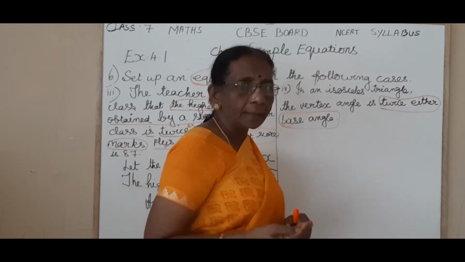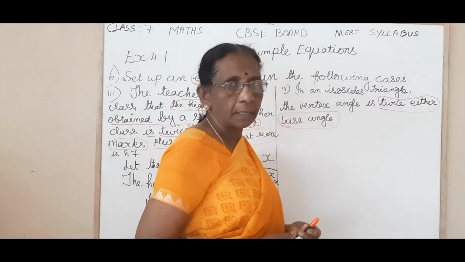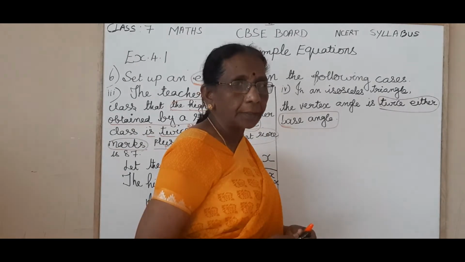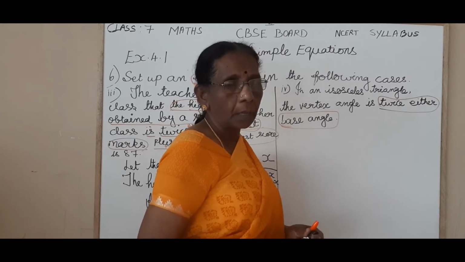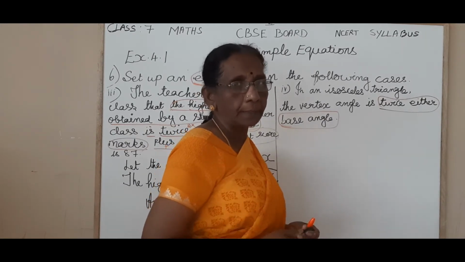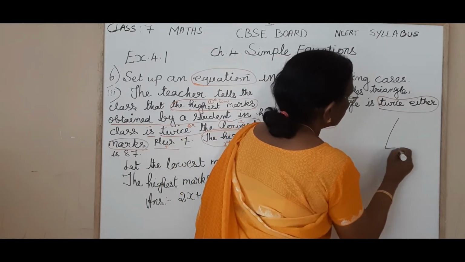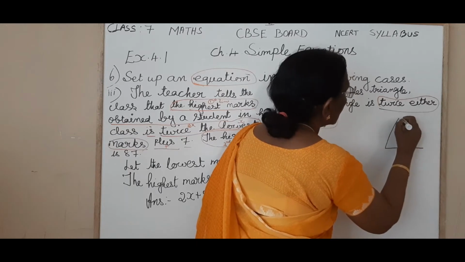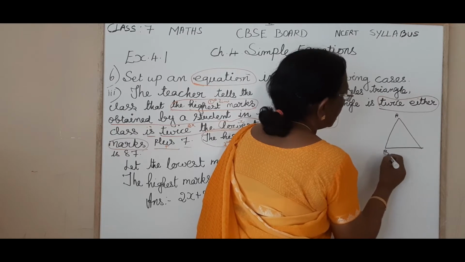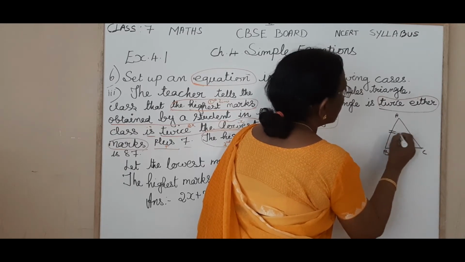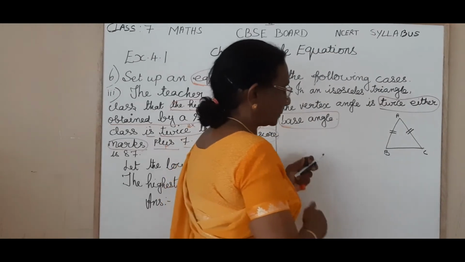What is the meaning of isosceles triangle? Two sides are equal. It has two equal sides, and the base angles are also equal. Okay. So you should know these two properties. So this one is an isosceles triangle. If you name this as A, B, C, these two sides are equal and the base angles are equal.